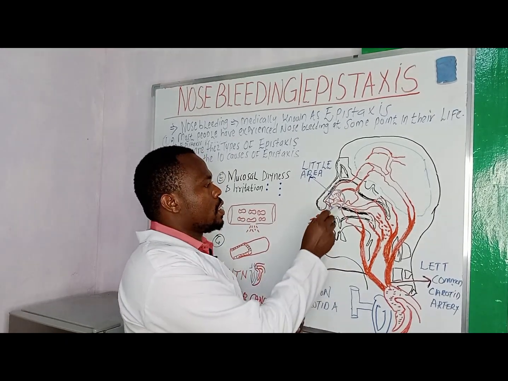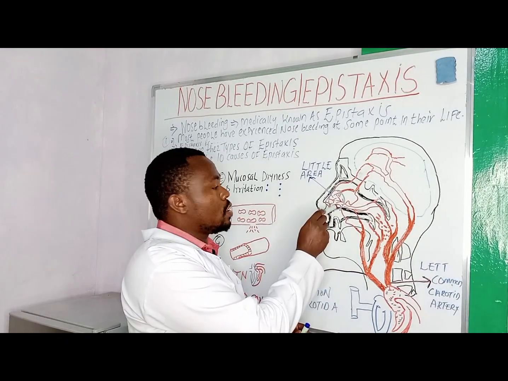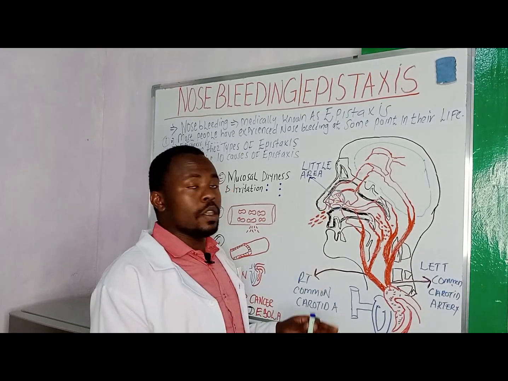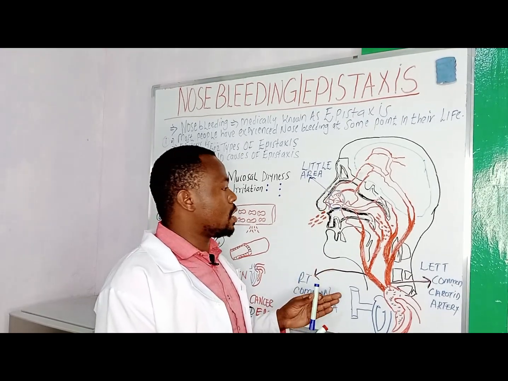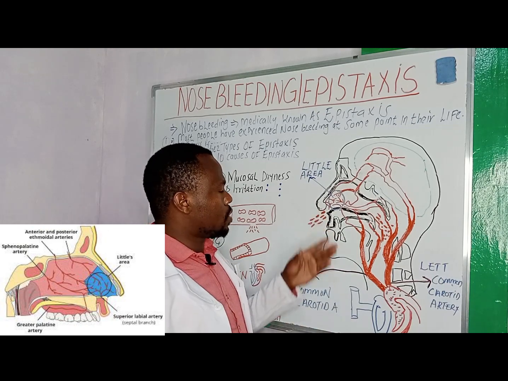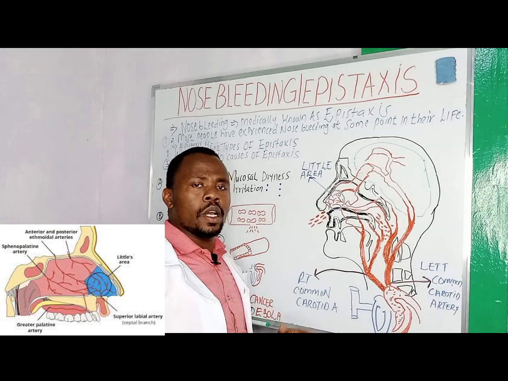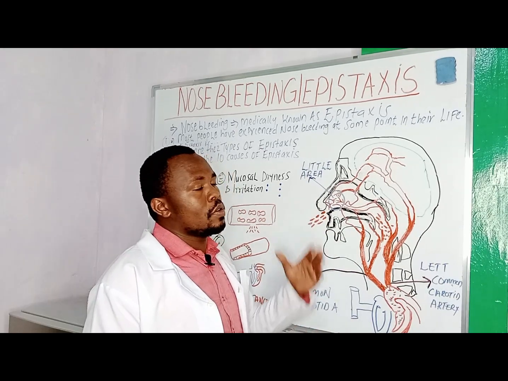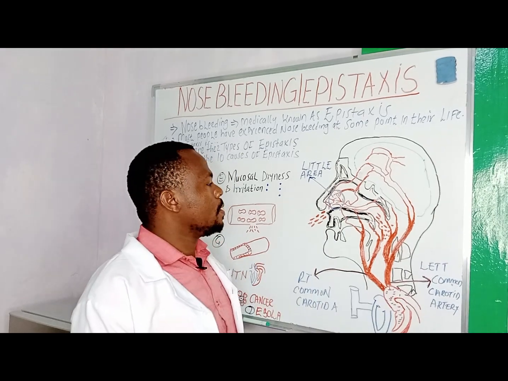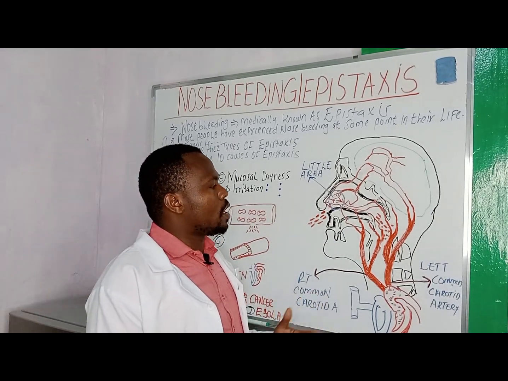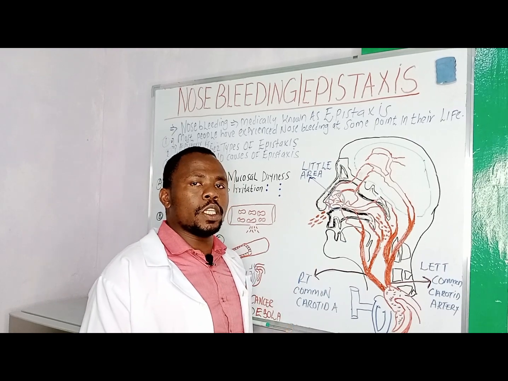This area circled in blue is called Little's area. Little's area is a common source and site of nose bleeding. From this point, I'm going to discuss the two types of nose bleeding.